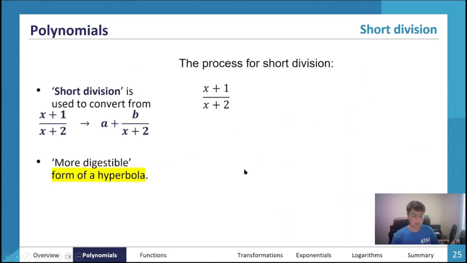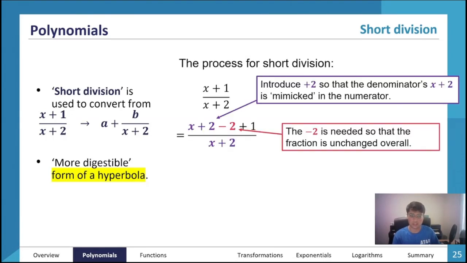So the process for short division: you write out the fraction, in this case x plus 1 over x plus 2. What you then do is introduce a plus 2 so that you mimic the plus 2 in the denominator. So now we have an x plus 2 term at the top and an x plus 2 term at the bottom. You just want to make sure that you subtract the plus 2, so you write minus 2 in the numerator as well, so that the fraction is unchanged overall.